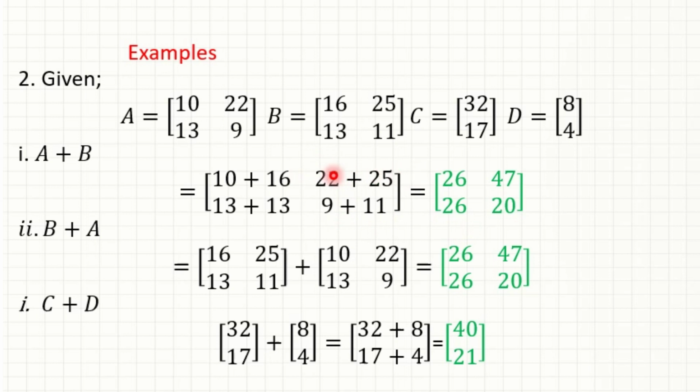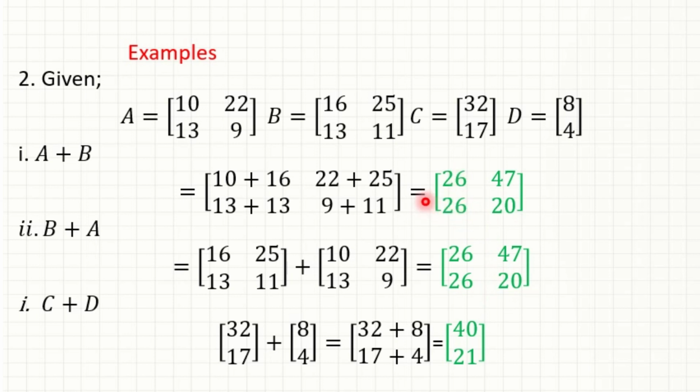The end result when adding 2 by 2 matrices, if you have noticed from the other examples, is that when you add matrices of a certain order, it will give you a matrix of the same order. In this case, it has given us a 2 by 2 matrix. B plus A will be matrix B plus A. It will be 16 plus 10, you get 26 again. 25 plus 22, 47. 13 plus 13, you get 26. Then 11 plus 9, you get 20.